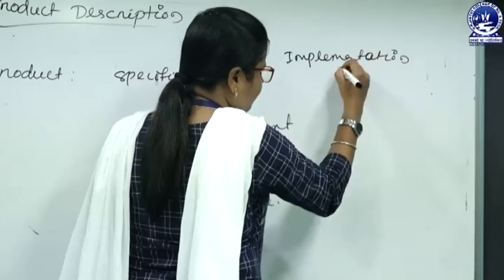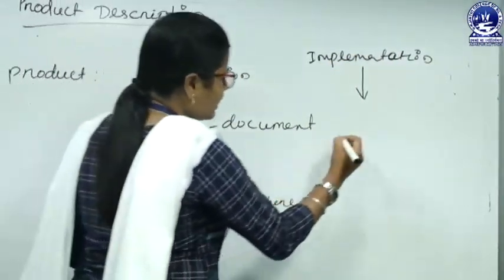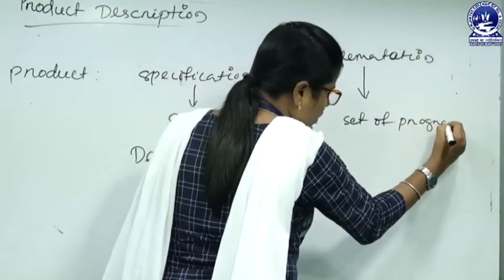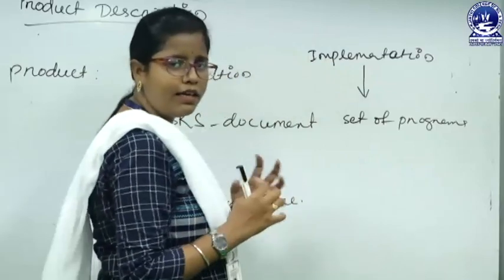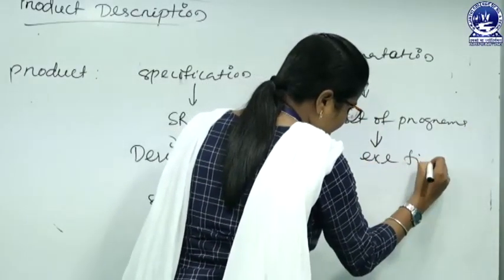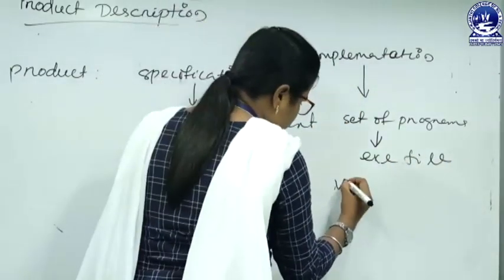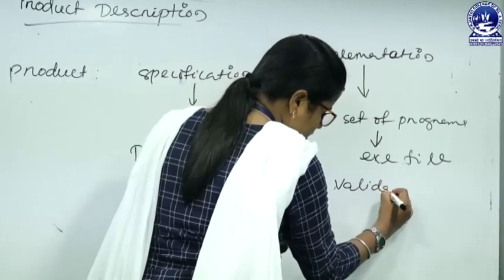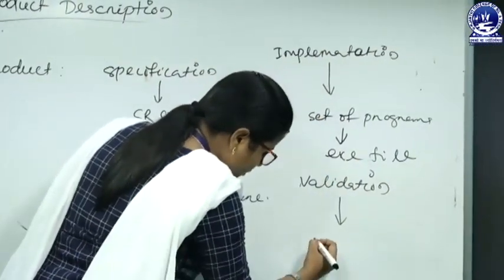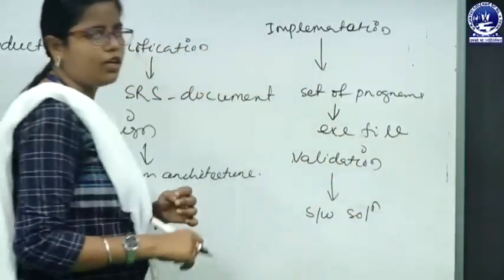So, in case of implementation phase, what will be the product? The product is a set of programs, or if we are combining all those programs, we can get an executable file which we are going to test. So, now next is your validation. What is the outcome of the validation phase? The outcome of the validation phase is the complete software solution.